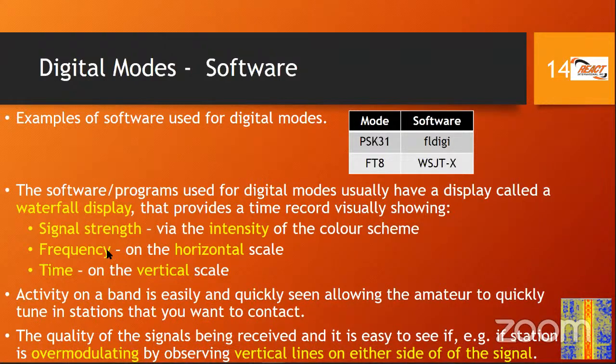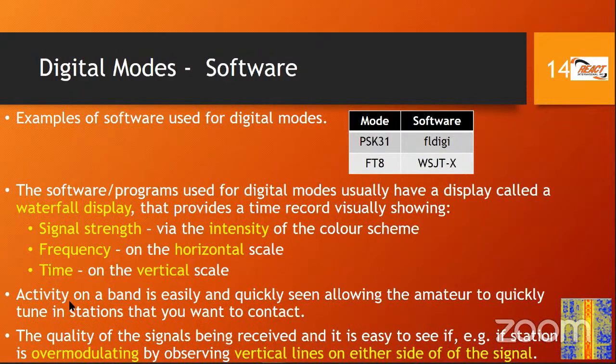The frequency as well, you will see it on the horizontal scale of the waterfall. And as time elapses or passes, that goes on the vertical scale. Again, these points here are part of the exam, but it'll probably become a little more apparent what we mean by the signal strength is shown by the intensity, and the frequency is on the horizontal scale, and the time is on the vertical scale when we come to the next slide that actually shows a bigger picture showing what the WSJT-X software is and the waterfall.